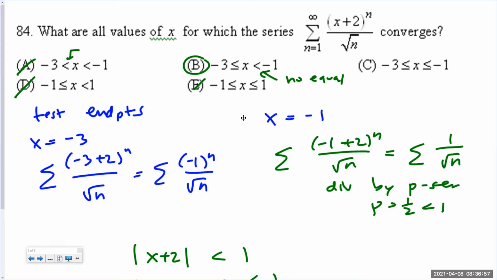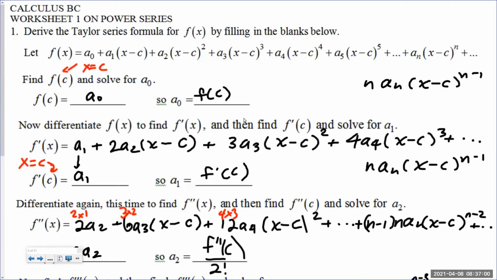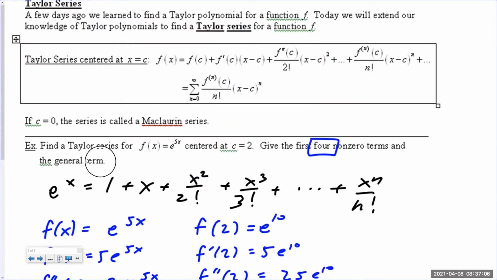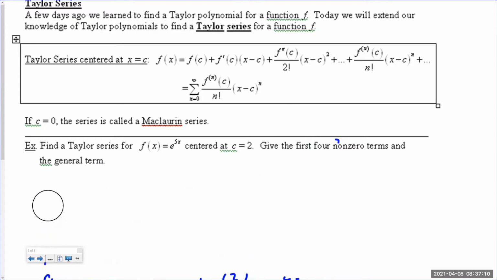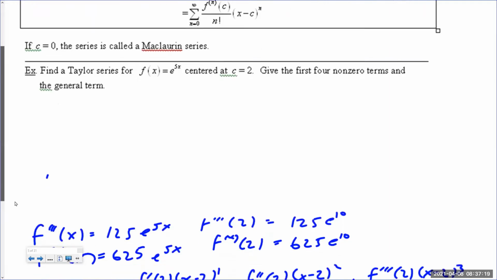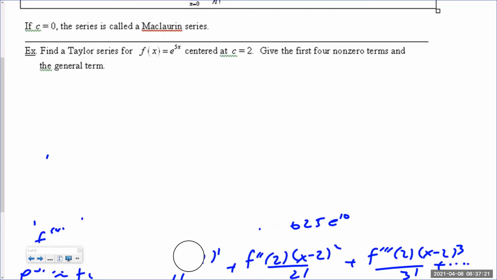All right, so that's your warm-up. Let's move to your first problem. Find the Taylor series for e to the 5x centered at x equals 2. Write the first 4 non-zero terms and the general term. Okay, so let's look at this.